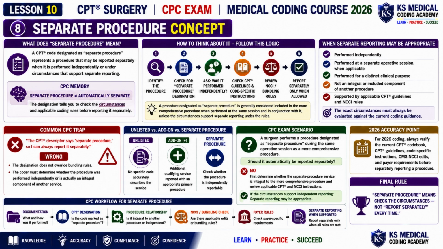Now compare the three concepts. Unlisted equals no specific code accurately describes the service. Add-on equals additional qualifying service reported with an appropriate primary procedure. Separate procedure equals check whether separate reporting is allowed.